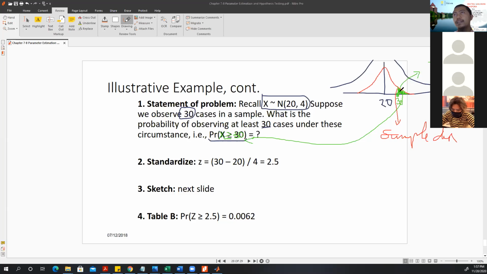Okay. I hope it is clear. Any question by illustrating this problem in this graph? No questions? Okay, if no, we go next.